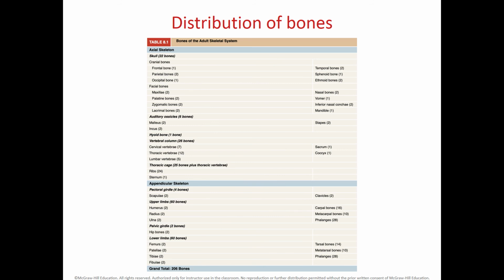Now, within the pelvic girdle, we have the coxal bones or hip bones, which we have 2. And then within our lower limb, we have 60 bones, which are 28 phalanges, similar to what we have in the hand. We have 10 metatarsal bones. We have the tarsal bones, which will be located within the tarsal area or the ankle. And then we have the fibula, tibia, patella, or the kneecaps, and the femurs, which are the thigh bone.